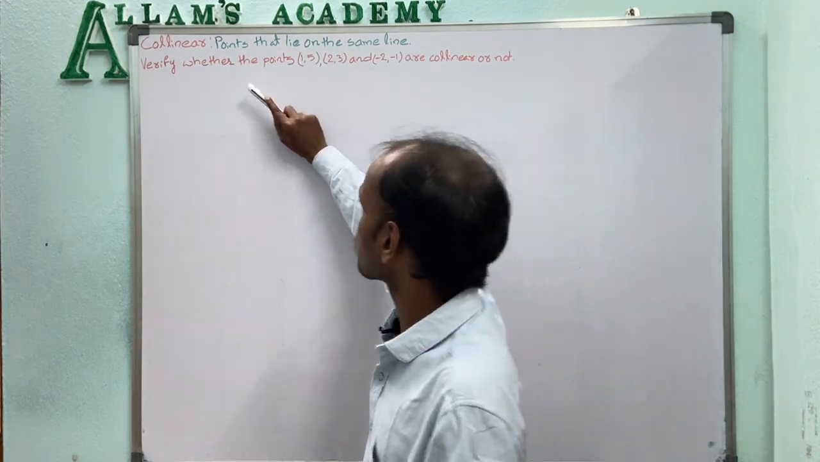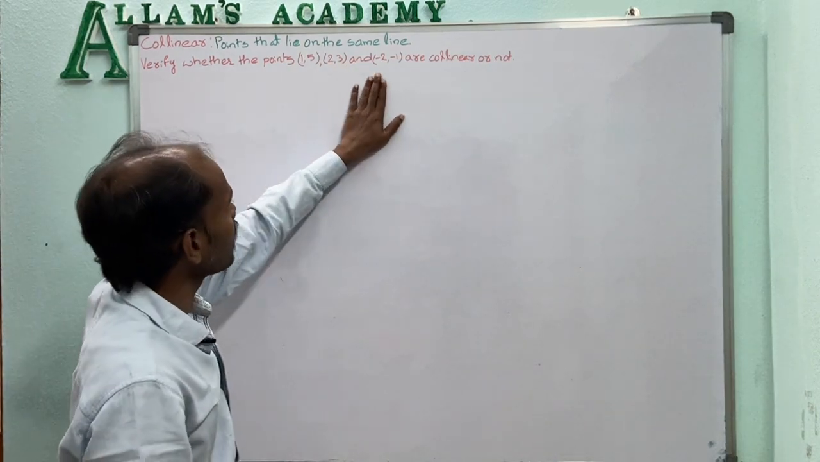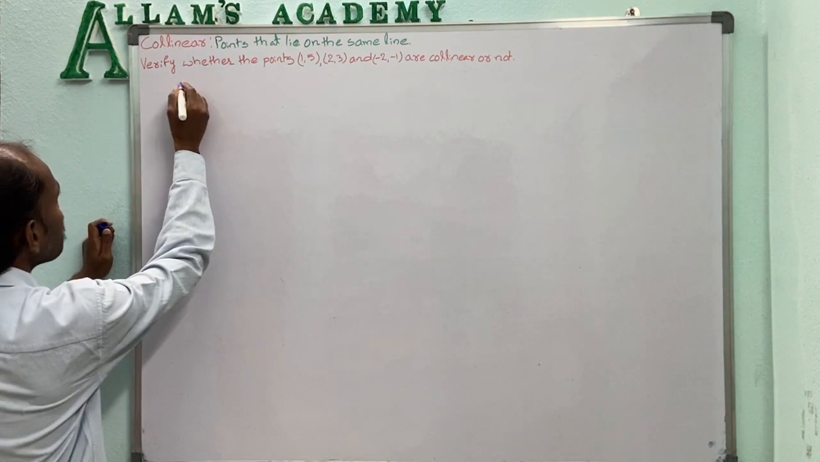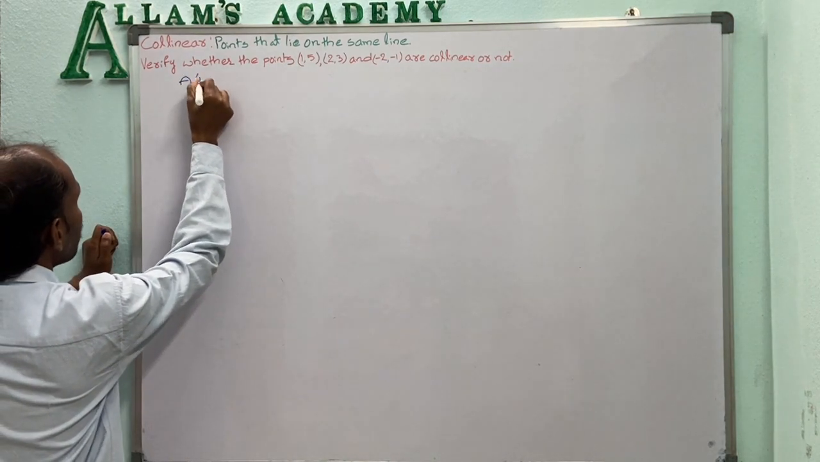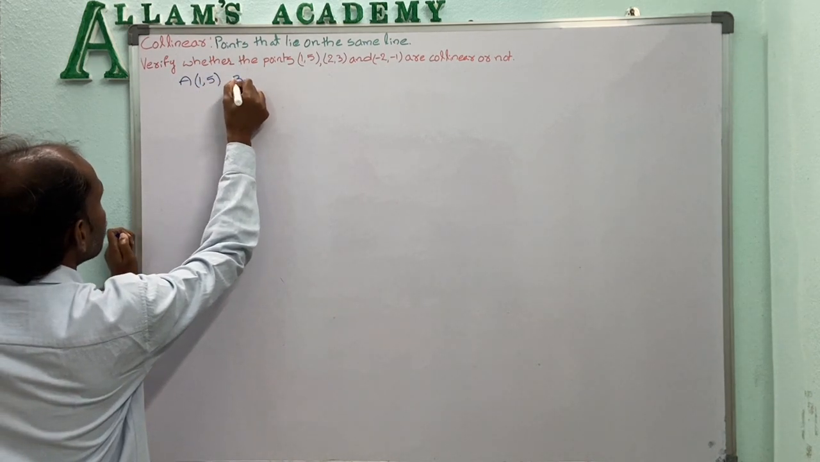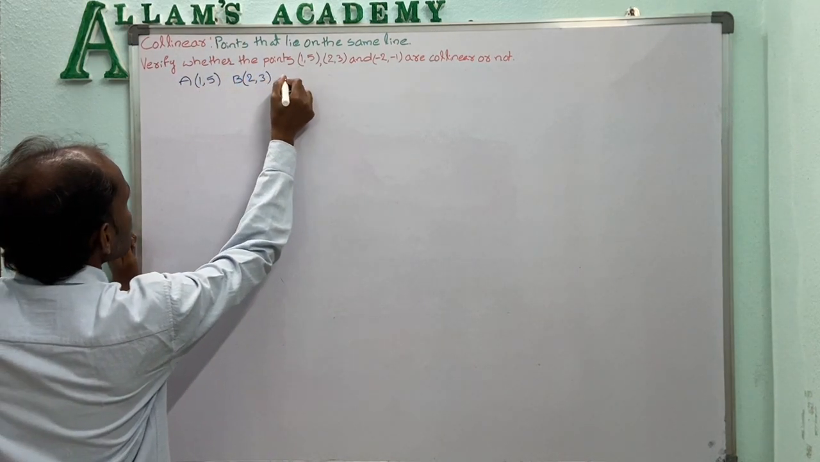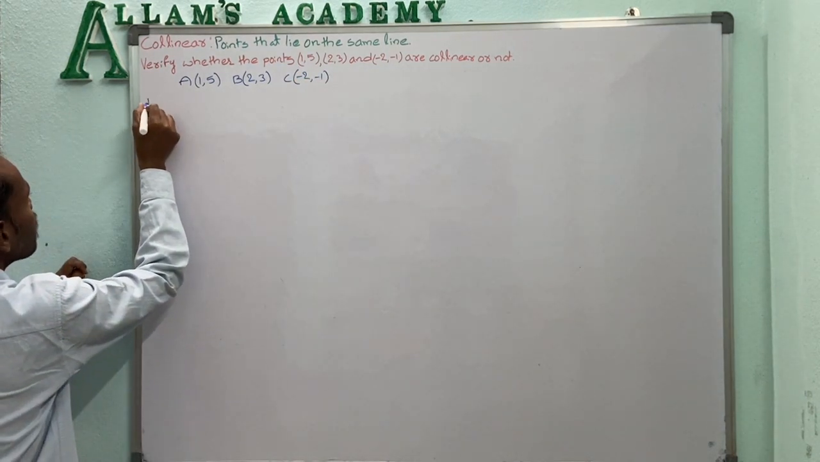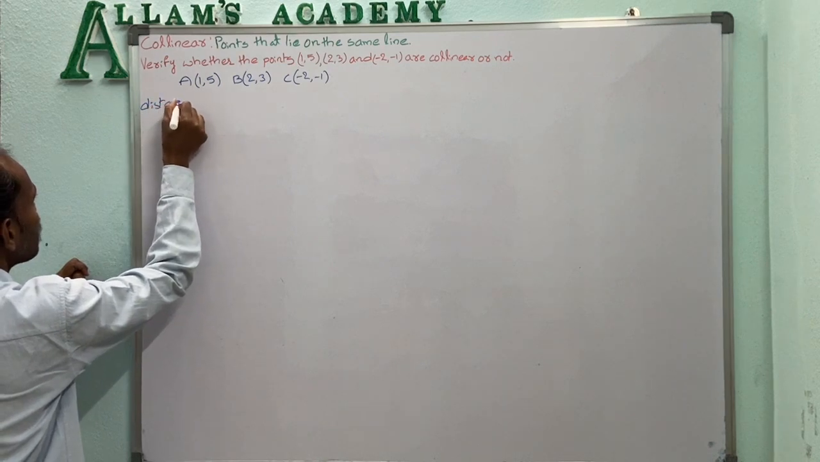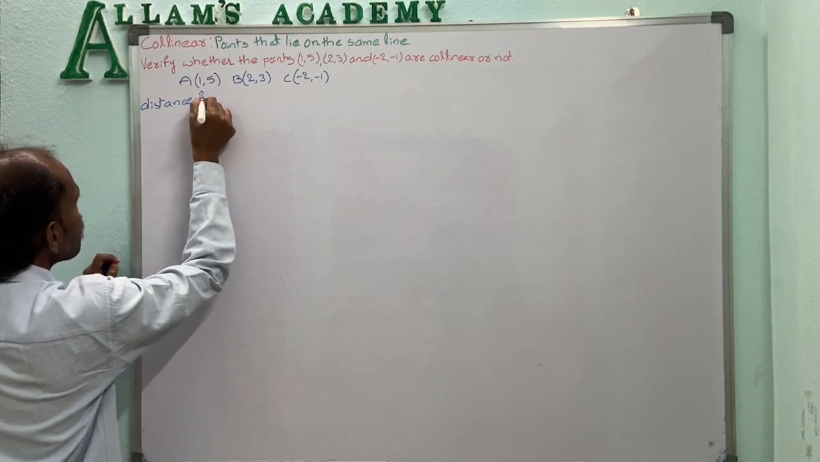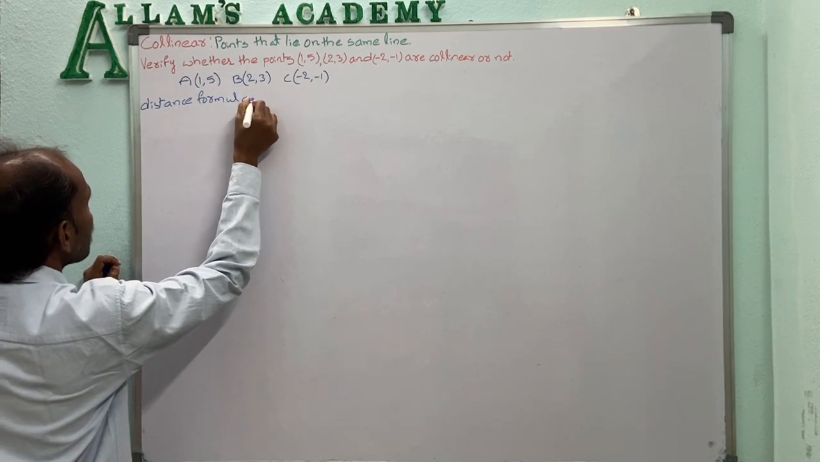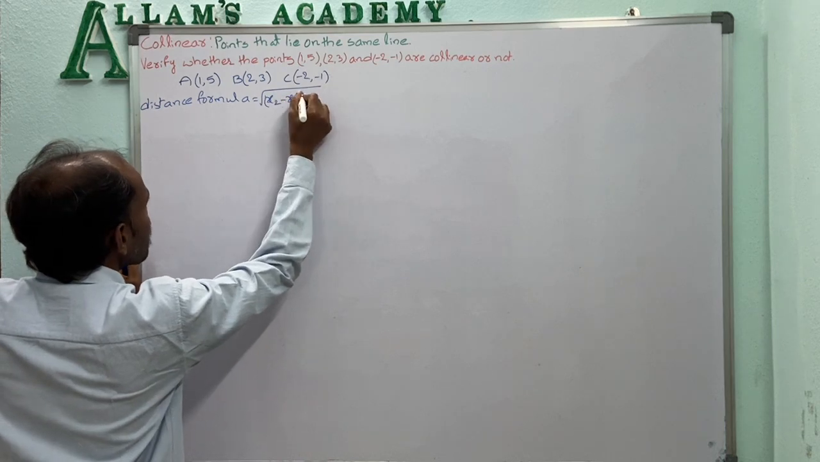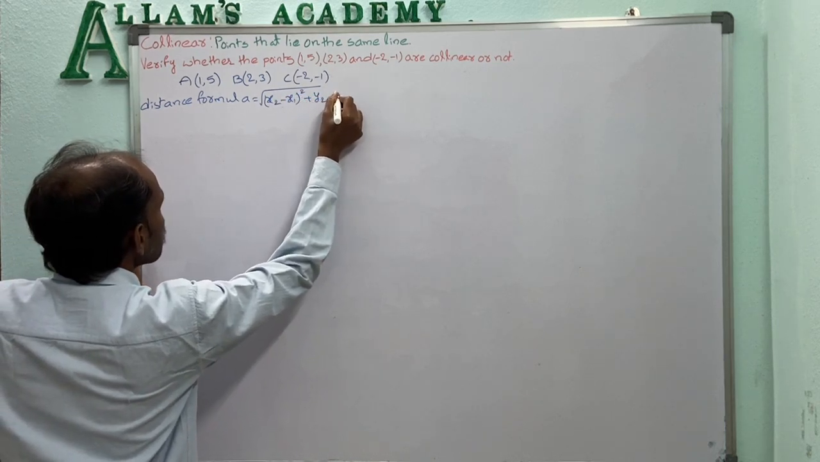Now here is a question: verify whether the points 1, 5, 2, 3 and -2, -1 are collinear or not. So the points are taken as A of 1, 5, B of 2, 3 and C of -2, -1. Now we find the distance between every two points. The distance formula is under root x2 minus x1 whole square plus y2 minus y1 whole square.